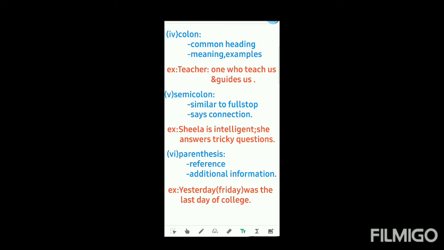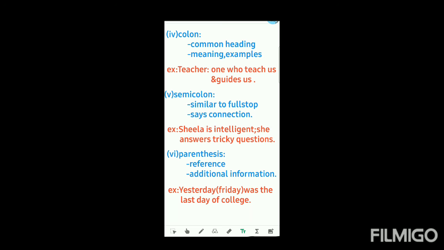also answers the tricky questions. So the second sentence is the description of Sheila, so it is connected to the first one. So here we could see the connection between the two sentences, and they are linked by a semicolon simply.